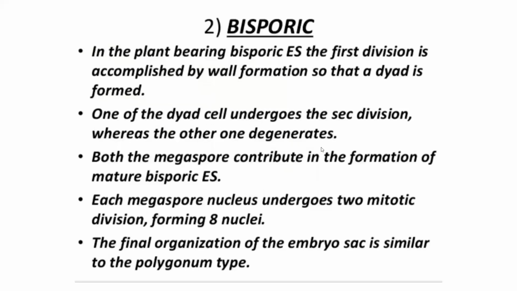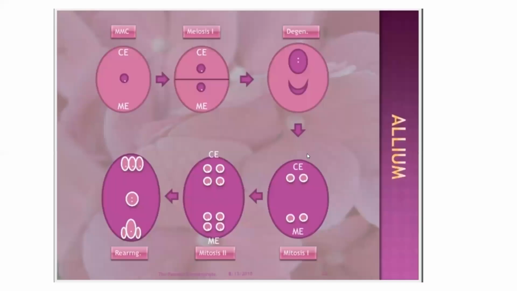And next, the bisporic type. So in this type, the embryo sac consists of 8 nuclei. As a result of 1 meiotic division in the megaspore mother cell, 2 cells are formed. So these are known as dyads. Almost this one is the Allium type.